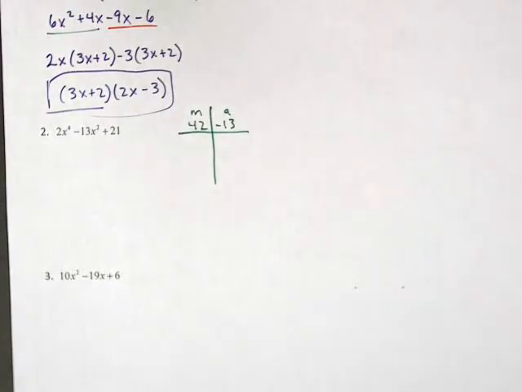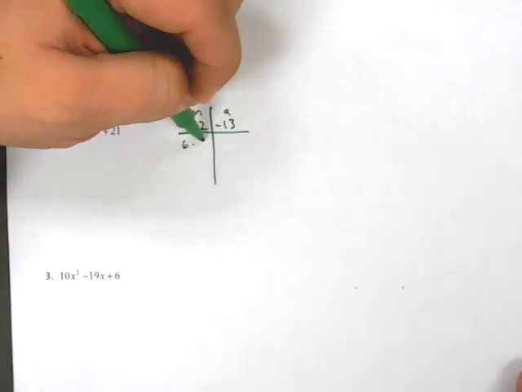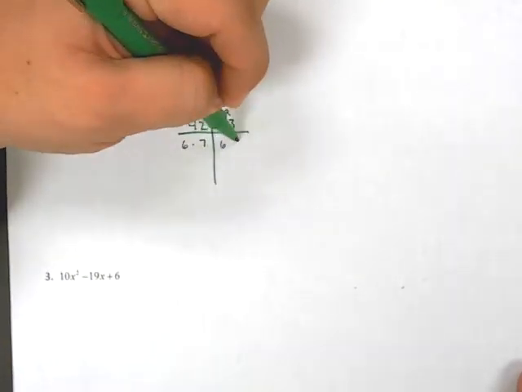Not 1 and 42, not 2 and 21, not 3 and 14. There is no 4, there is no 5, 6 and 7. Ooh, I like it. 6 times 7.